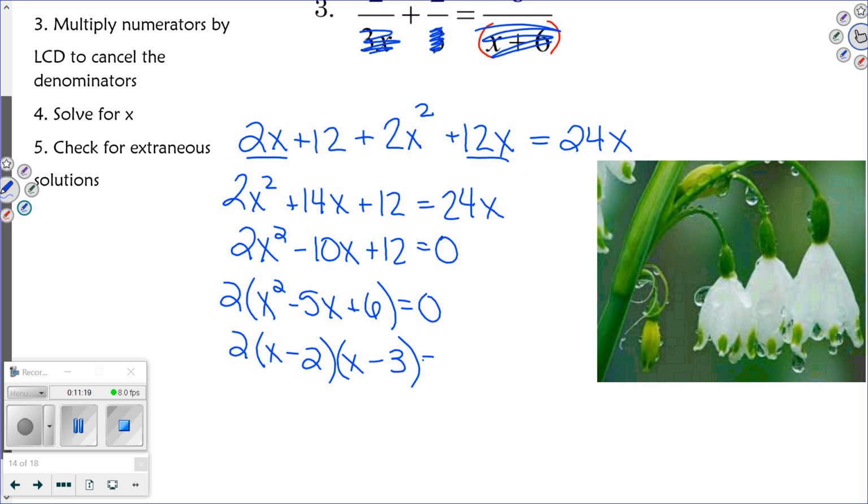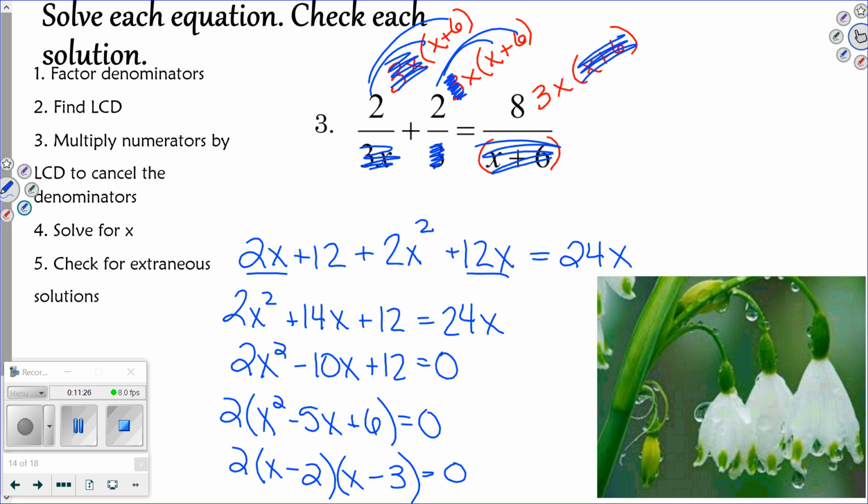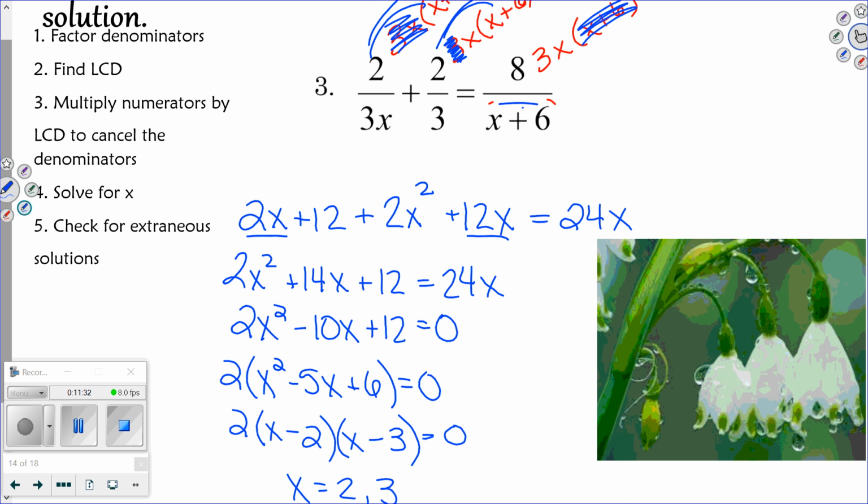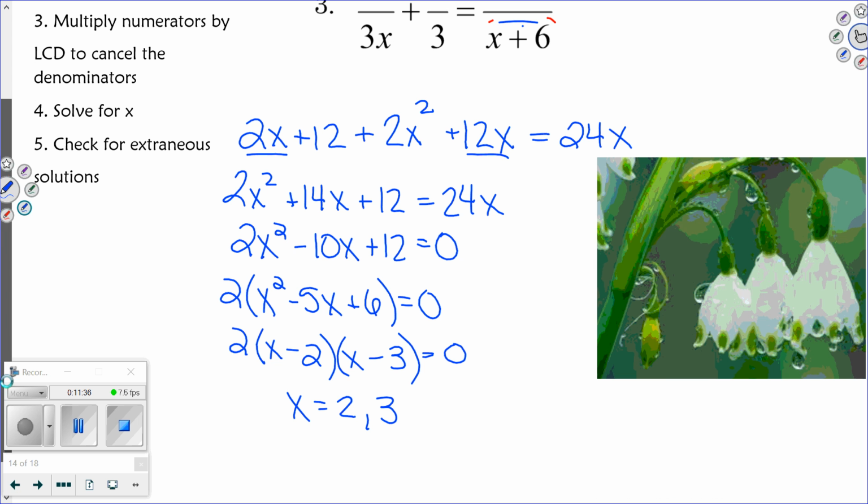So what does x equal? 2 and 3. Wait a minute. What were my restrictions? 0 and negative 6. So my answers are, they're good. It's not a correct or wrong. They're good or they're extraneous.